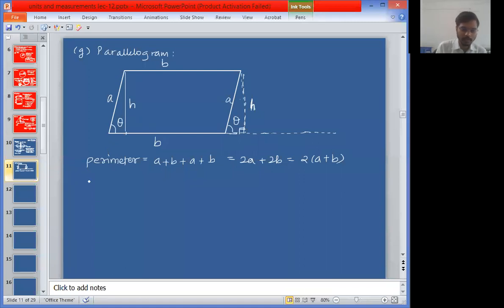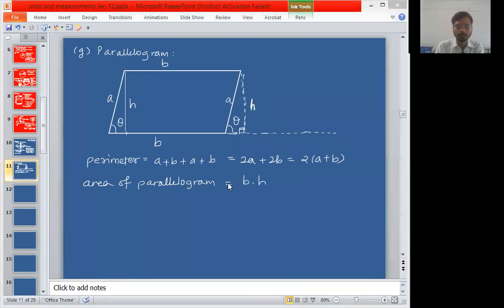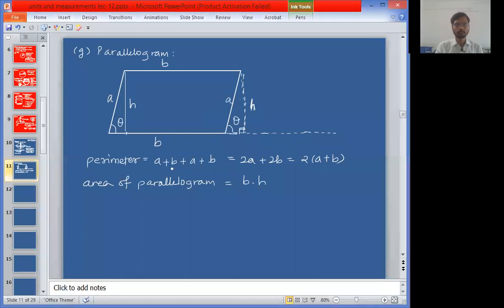Okay. Next is area of parallelogram. Area of parallelogram. The formula is base into height, B into H. Can you hear me? Please reply.